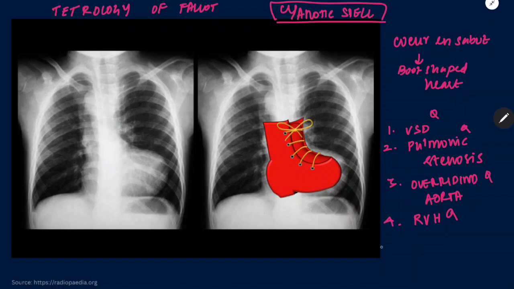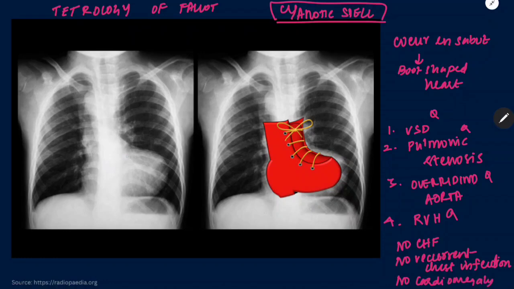Actually, we can say that we do not have 3 things in CHF, tetralogy of Fallot. What are those 3 things? There is no congestive heart failure, first point. Second point is there is no recurrent chest infections. There is no recurrent chest infection, this is very important. And at last, there is no cardiomegaly. So all these things are very important.